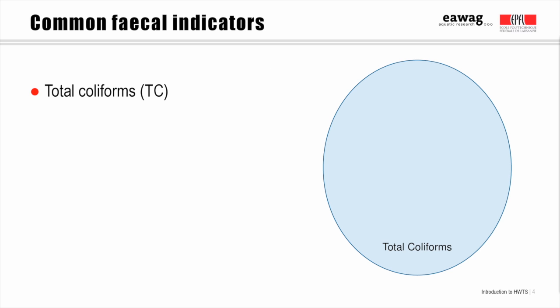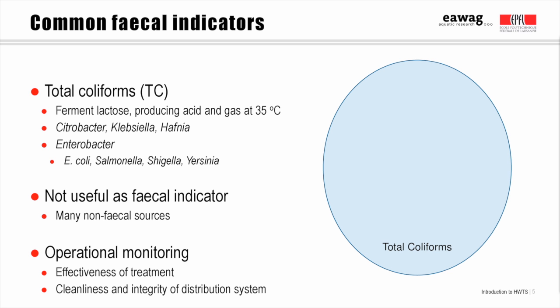One of the most common indicator species is a bacteria class called total coliforms. Total coliforms are bacteria that can ferment lactose and produce acid and gas at 35 degrees Celsius. There are many different families of coliforms: Citrobacter, Klebsiella, Hafnia, and Enterobacter. And for this reason, total coliforms is not really useful as a fecal indicator because many of these bacteria have non-fecal sources. However, total coliforms can be useful for operational monitoring to demonstrate, for example, the effectiveness of treatment or overall cleanliness and integrity in a distribution system.